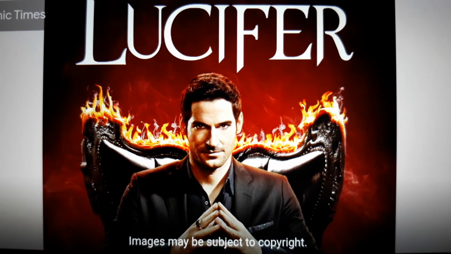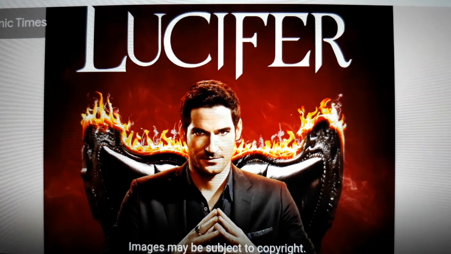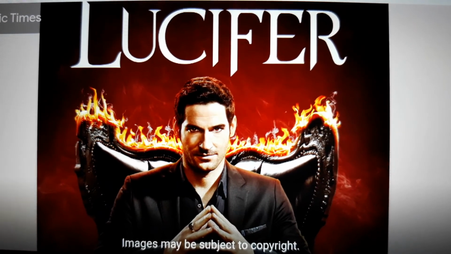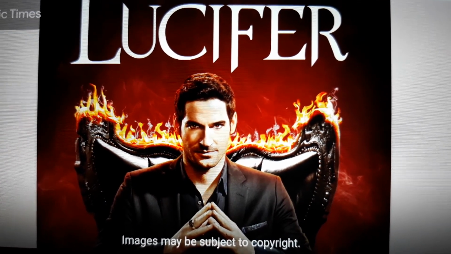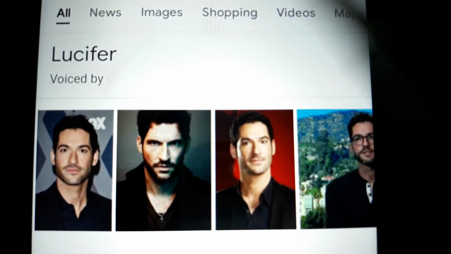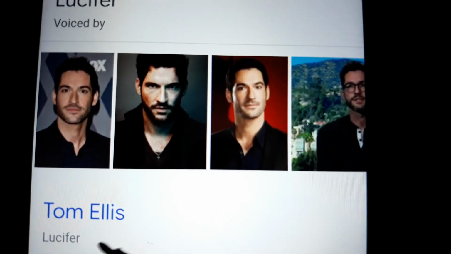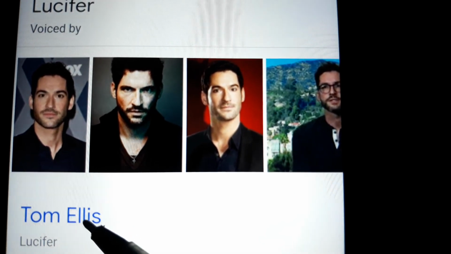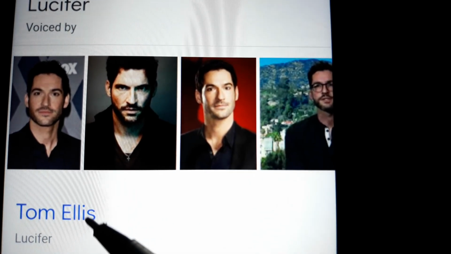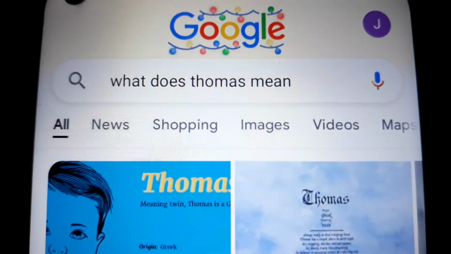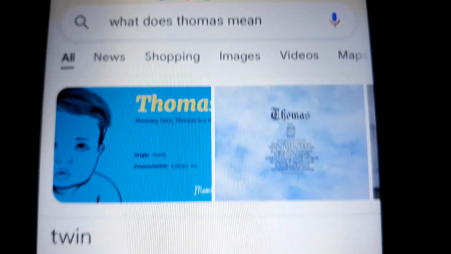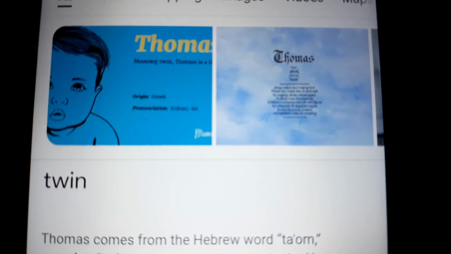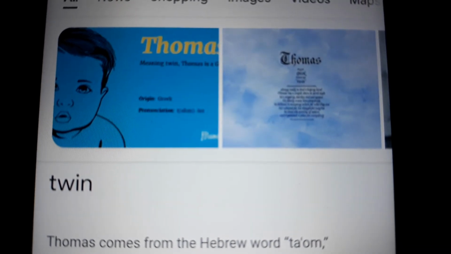And you know the show Lucifer, which came out a few years back? I don't know, like 5 years ago, I can't remember exactly when. You see this guy? What's his name? The actor who plays Lucifer is a guy named Tom Ellis. It almost sounds like Elvis. Look how close that is to Elvis. And that guy's full name is Thomas, not Tom, right? And Thomas means twin. And remember, Elvis had an identical twin that supposedly died at birth.